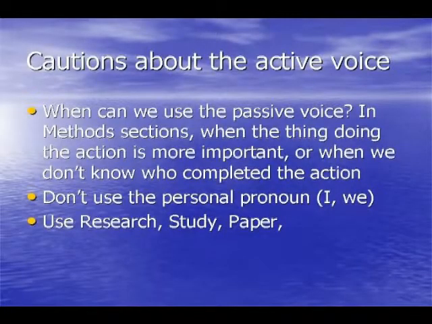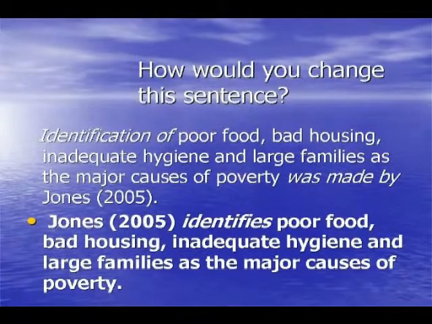And can we make an active sentence without saying I or we? Yes, we can. We can say this research, this study, this paper. I can make that an active voice sentence without using the personal pronoun I or we in your writing. Let's take a look at how we could do that. How would we change this sentence? This came from a paper I modified recently.